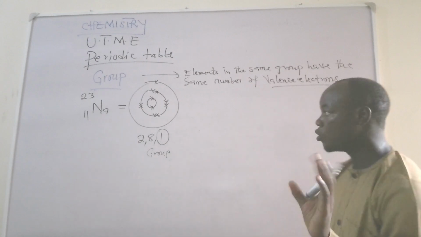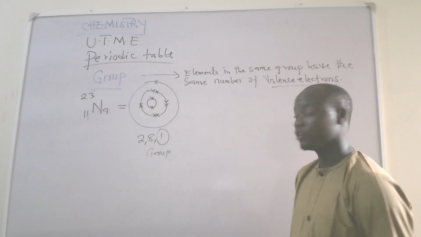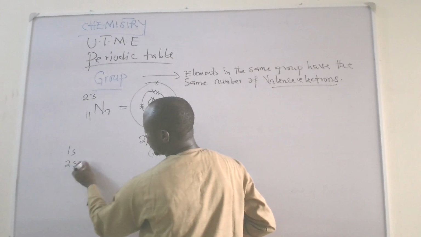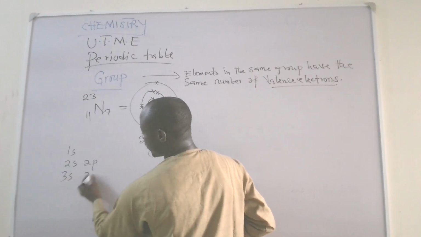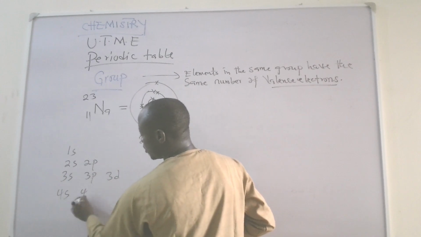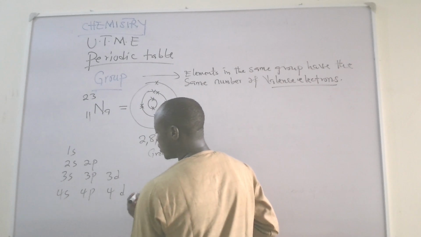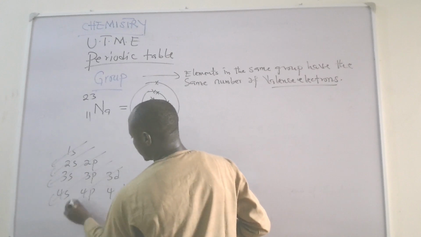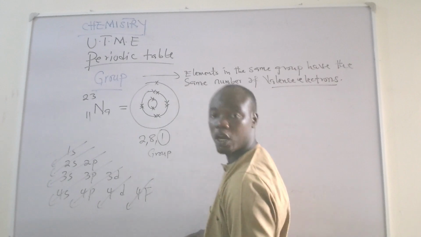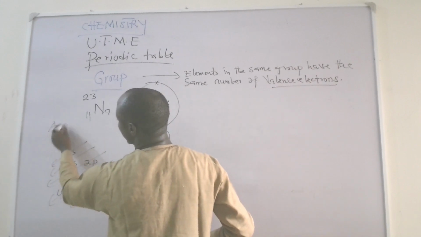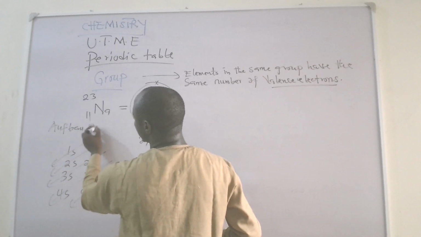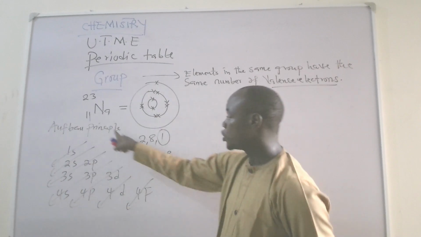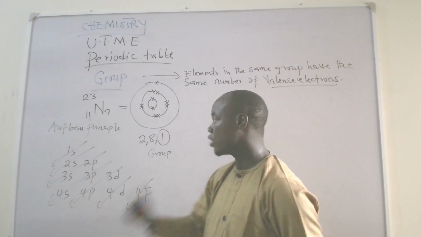You can also follow it another way, using orbital configuration. So we are going to follow the Aufbau principle. We know that we have 1s, 2s, 2p, 3s, 3p, 3d, 4s, 4p, 4d, and 4f. So you can just leave it like this. According to the principle, electrons are arranged from lower energy levels to higher energy levels.